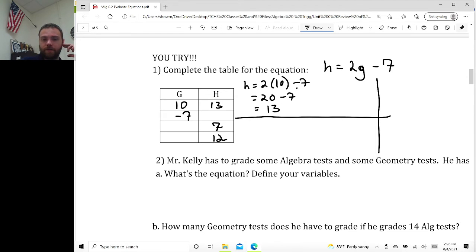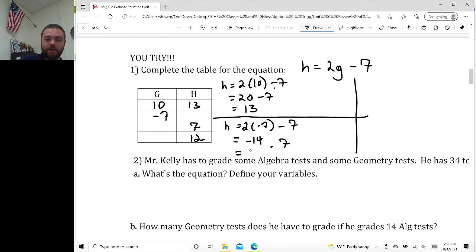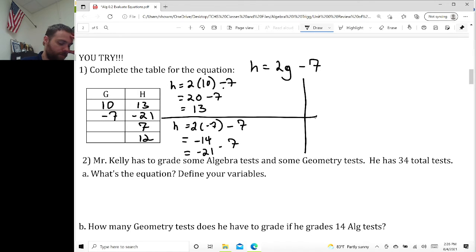And I'm done. So that gives me H is 13 when G is 10. So then I'm going to go ahead and take the same equation and plug in -7 for G and find out what H is. So H is equal to 2 times -7 minus 7. Well, 2 times -7 is -14 minus 7. So -14 minus 7 is going to be -21. So I've got -21 there. So those two are done.